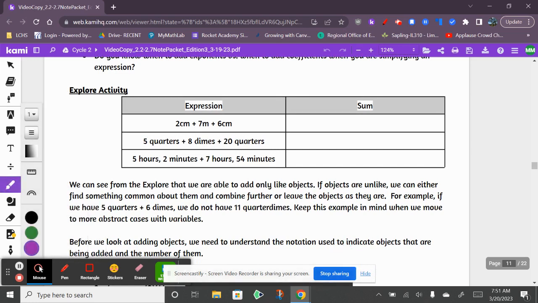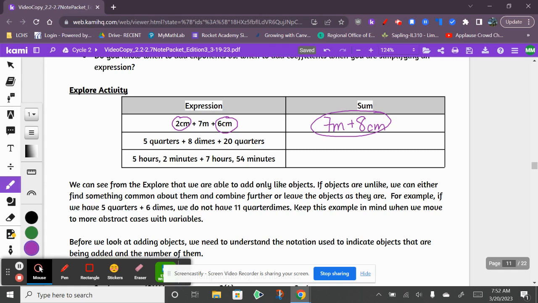If we look at the first one, we have 2 centimeters plus 7 meters plus 6 centimeters. If we think about that, the only things that are really like or similar in these are the centimeters. So really what we can think of it as is 7 meters plus 8 centimeters. But we can't just easily add these together without doing some conversion. So the easiest way to look at this is just write 7 meters plus 8 centimeters.